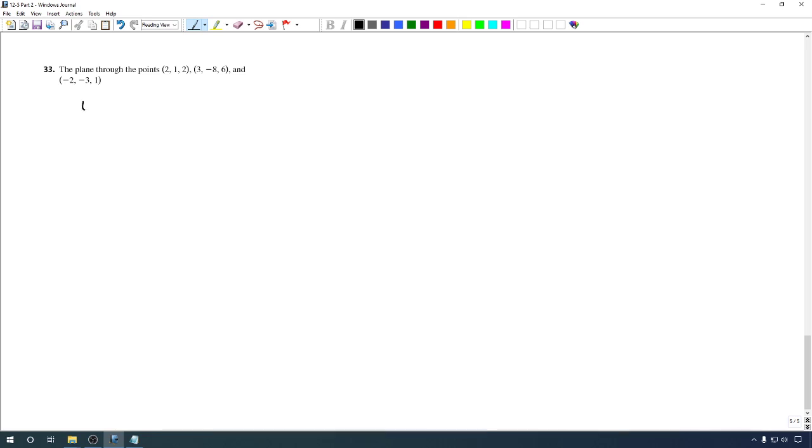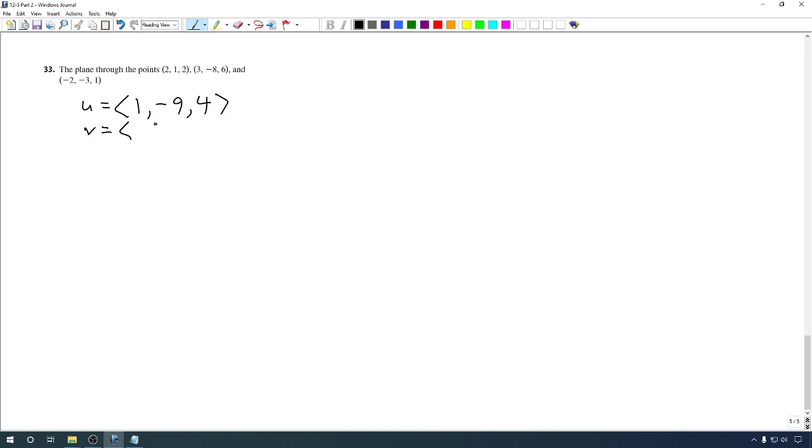And so I'm going to go ahead and just subtract one of these points from another point. And it really doesn't matter which two that we choose. So I'm going to take the vector u to be the vector from our second point here. Let's use the second point as our terminal point, and we'll use the 2, 1, 2 as our initial point. So I'm going to take 3 minus 2, give us a 1. Negative 8 minus 1 will give us a negative 9. And 6 minus 2 will give us a 4.